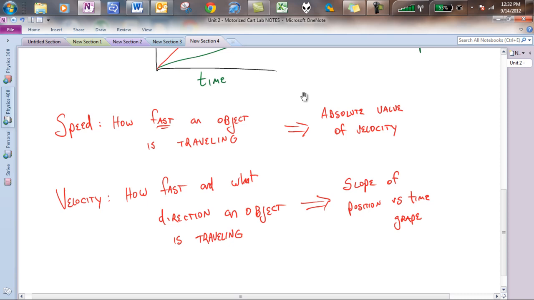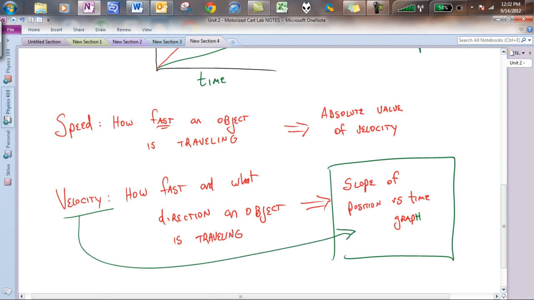The key idea is when we were looking at our graphs, we saw how fast and we saw what direction, which in conclusion we can say that the slope of the position versus time graph is velocity. So the key idea here is velocity. To get the velocity, all you have to do is look at the slope, because it does tell you direction and how fast. Speed is just the absolute value of velocity. In other words, all you have to do is look at the number of the slope, without the positive and the negative, and you can come up with the speed of the object that way.